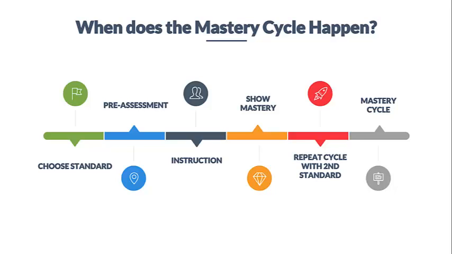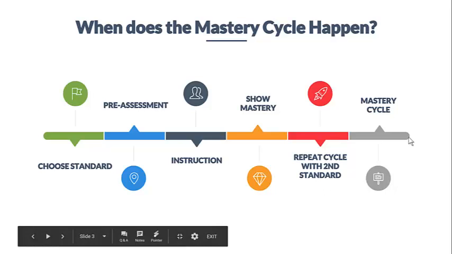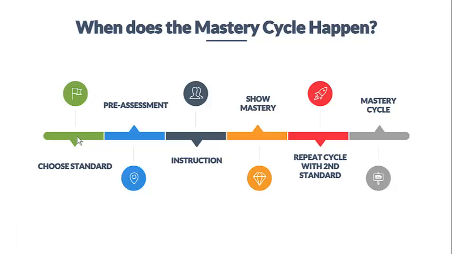You could choose to do it after every standard. You could choose to do it after every 3 standards. Maybe once they finish a domain, you do a mastery cycle. Whatever would work best for you and your students. So usually they would pause from the instructional cycle to do the mastery cycle. And then once they finish the mastery cycle, jump into their next standard again.